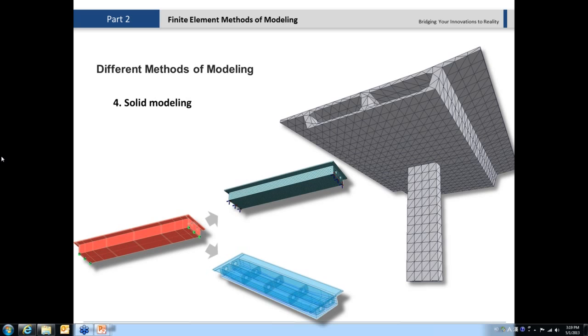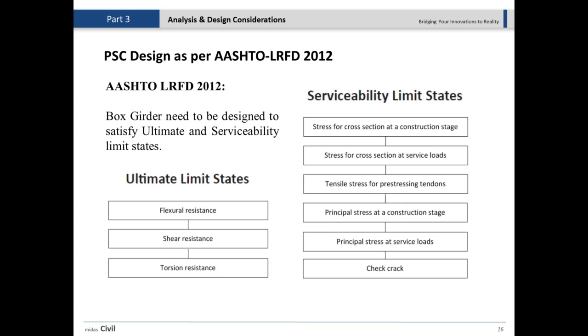All right, so far we talked about the methods of modeling. Next week, I'm going to show you how we can use Midas Civil for creating such a geometry, and whatever Andrew did, we're going to show some case studies on his model. I'm going to show you how we can quickly model that type of bridge or any irregular geometry in Midas Civil.